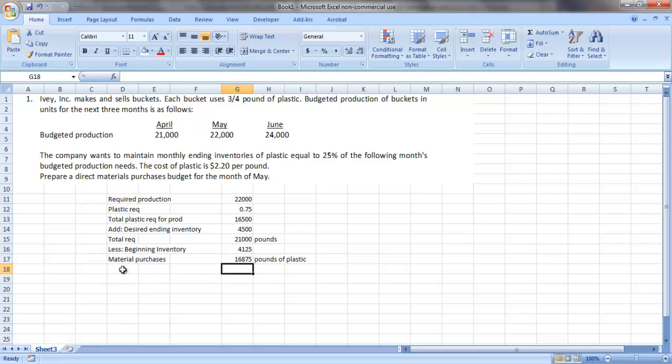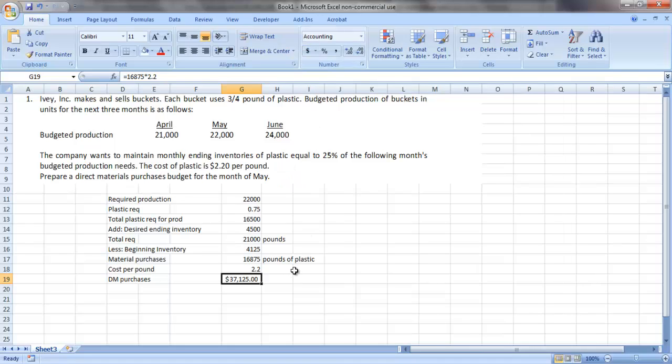We also know that each pound of plastic costs $2.20. So in total, our direct materials purchases in number of dollars will be the product of those two numbers: the 16,875 pounds of plastic times $2.20 per pound, or $37,125.